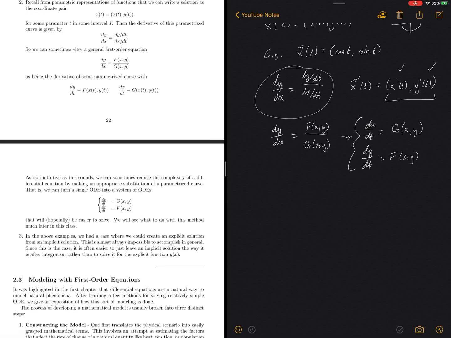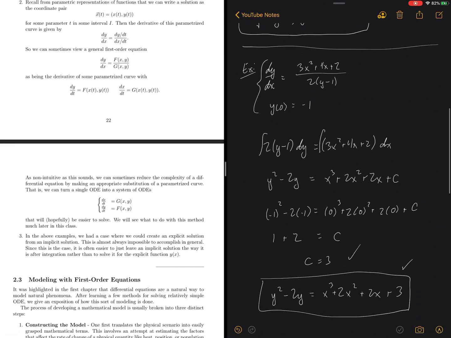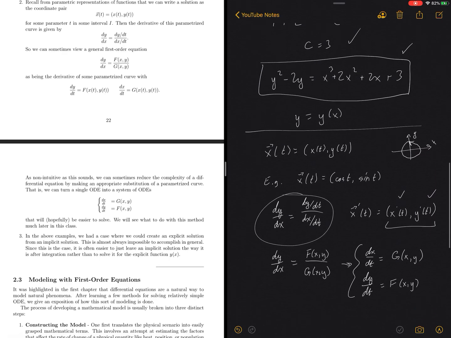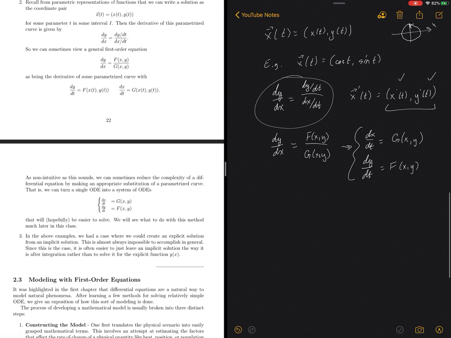Finally, I will say that in the above examples, we did have a case where we could create explicit solutions from implicit solutions, but this is almost always impossible to accomplish in the general case. In every example that we've done here, we actually can solve for some variable explicitly, but this is definitely not going to be the case moving forward. It's going to be impossible to do this in general. Let's say that I had e to the y plus y is equal to e to the x plus c as my implicit formula. There's no way for me to solve this equation for either y or x as a function of x or y, respectively. Did I get that right?